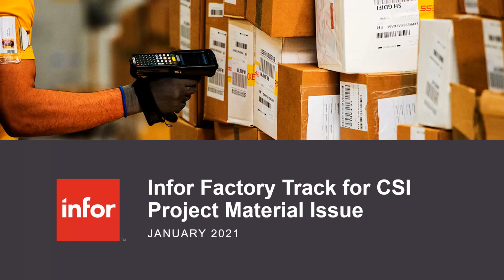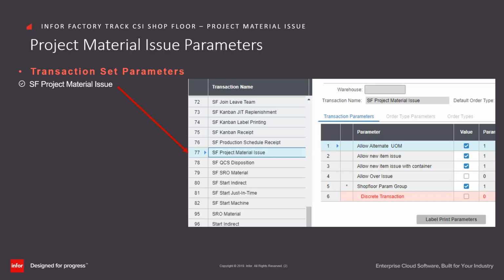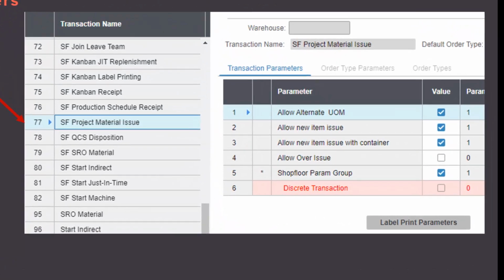Infor Factory Track for CSI, Project Material Issue. To issue materials to a project, the shop floor project material issue form is used. Factory Track has several shop floor project material issue parameters to control the validations, displayed fields and processing options that are permitted as part of the project material issue process.